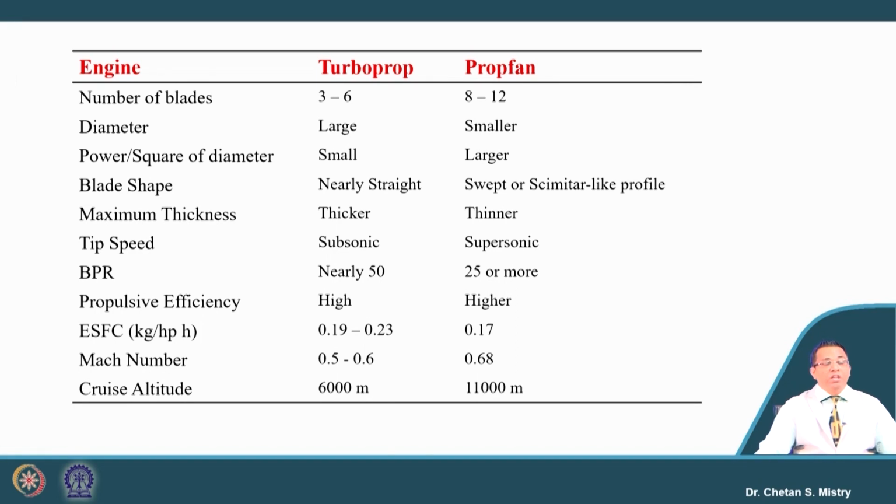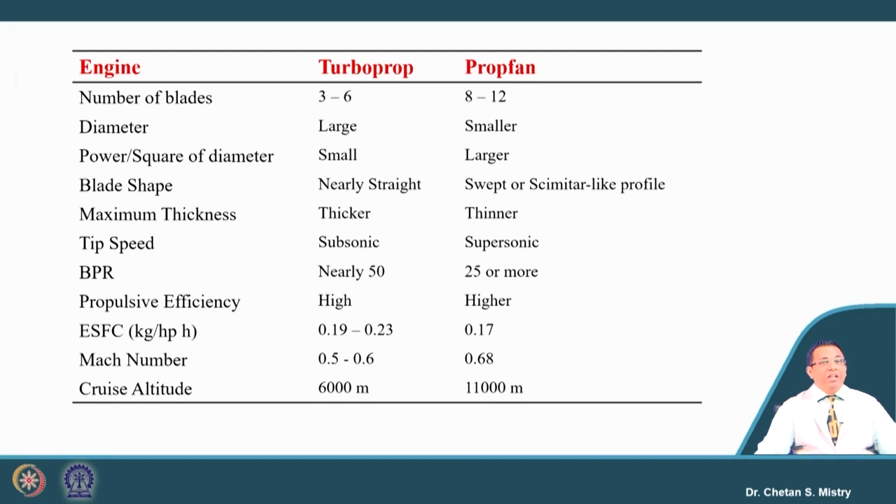In the same way, if we look at the blade shape, propellers have nearly straight blades, and we have seen that prop fans have a swept or maybe scimitar-like profile. They have a different kind of configuration because that needs to satisfy the requirement of aerodynamic performance, as well as noise, which is a major issue with that kind of configuration. If we recall, for the turboprop engine also noise is an issue, and that is the reason why current propellers have a swept kind of configuration.